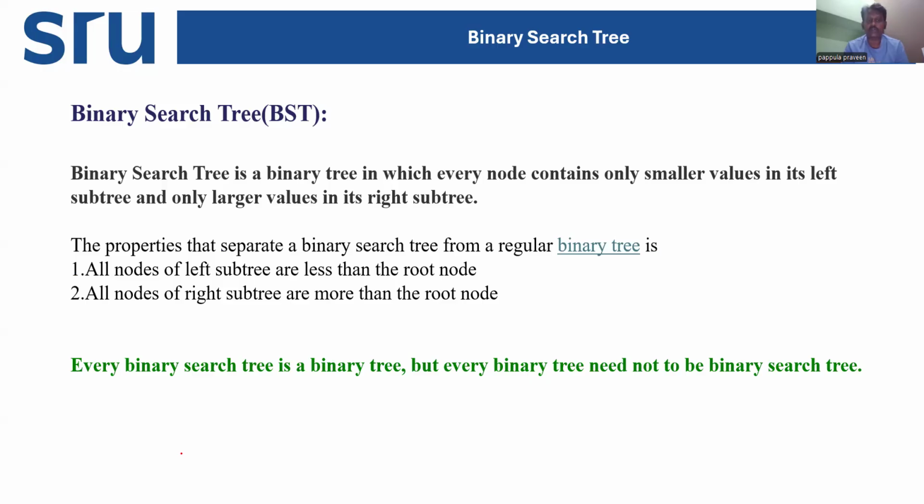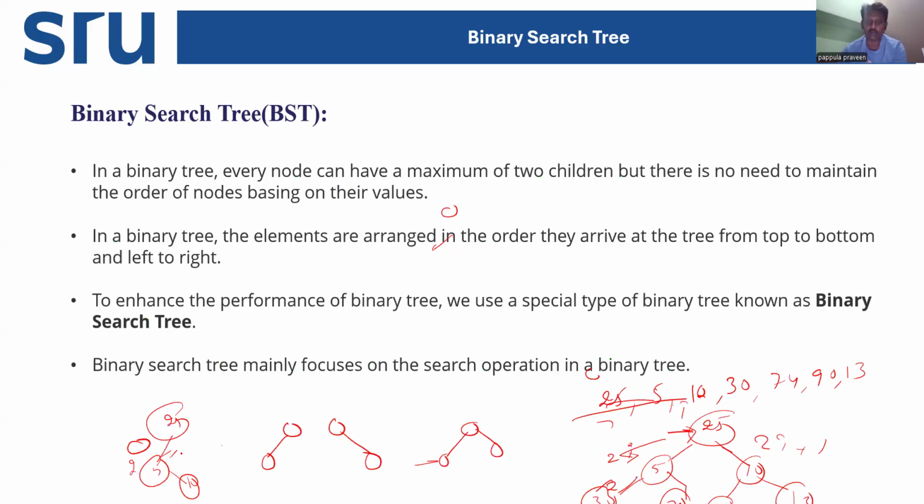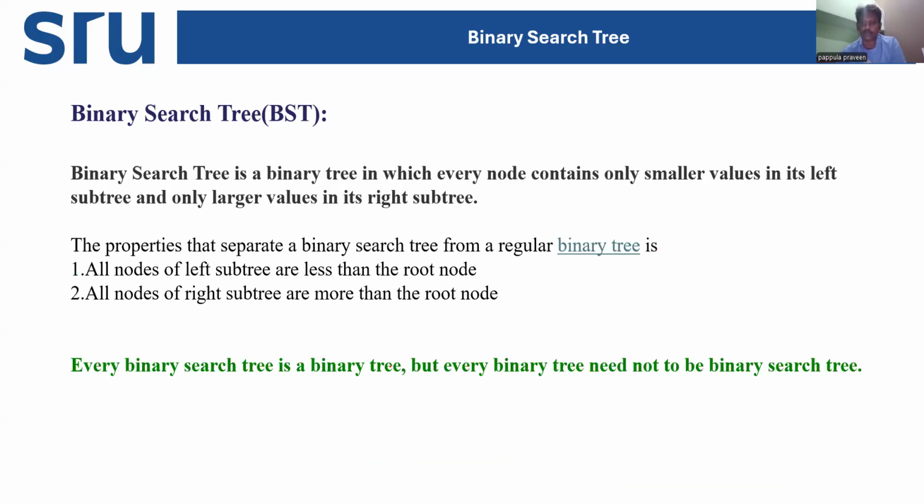These are the properties that separate a binary search tree from a regular binary tree. All nodes of the left subtree are less than the root node. All nodes of the right subtree are more than the root node. Like in our previous example, I want to write it again: 25, 5, 10, 30, 74.